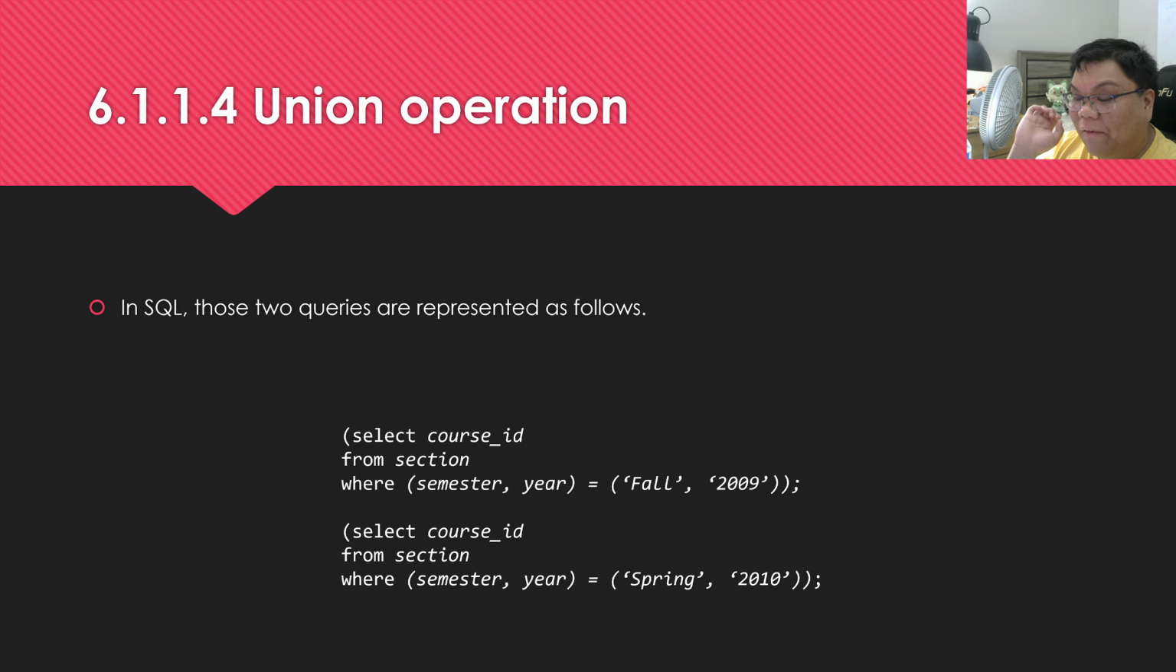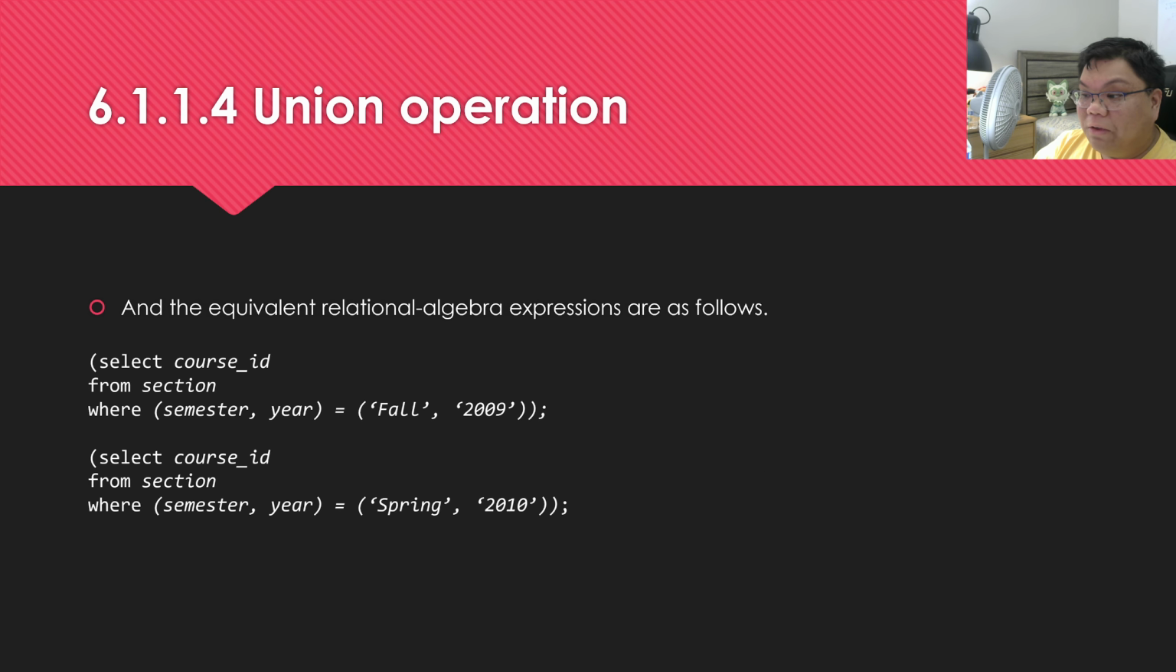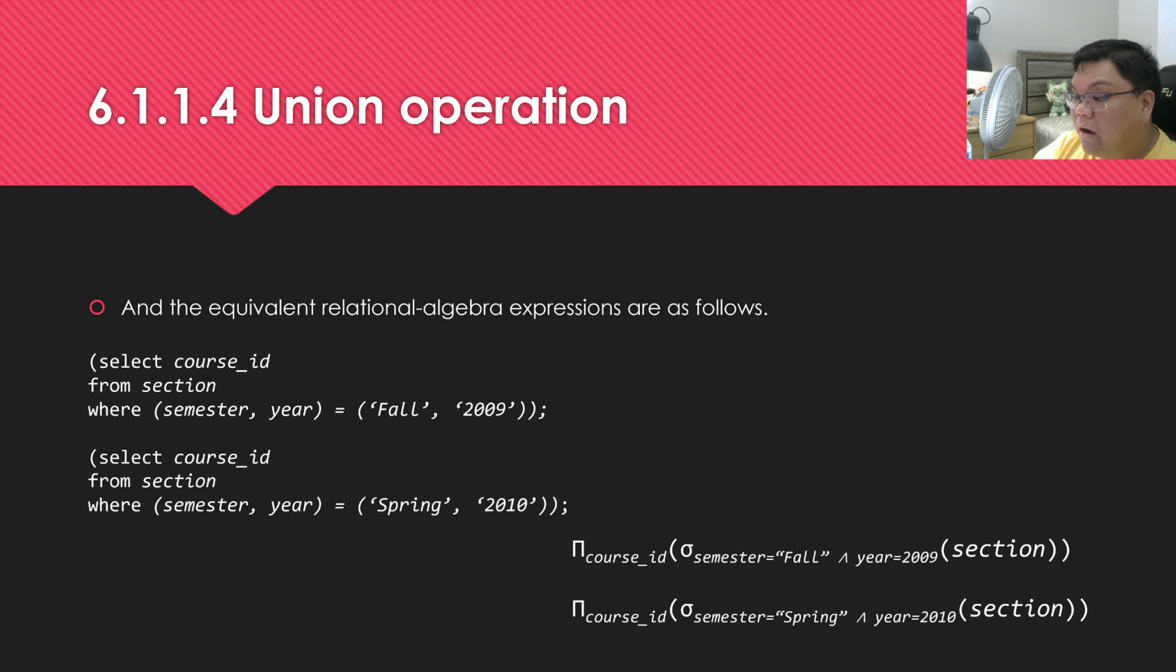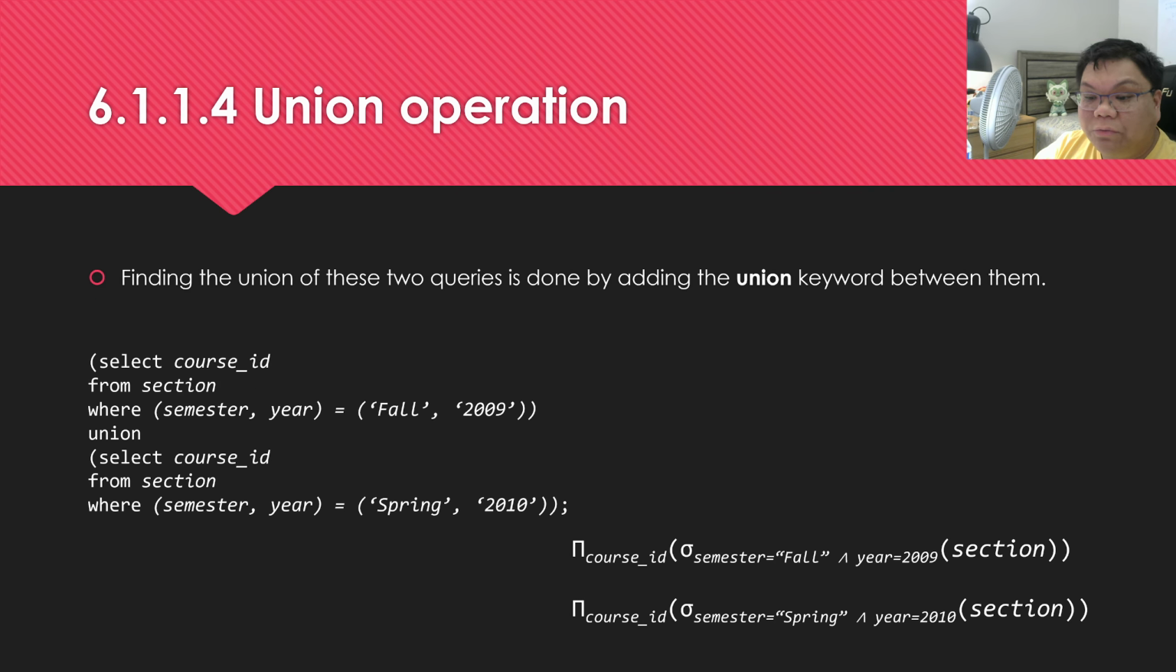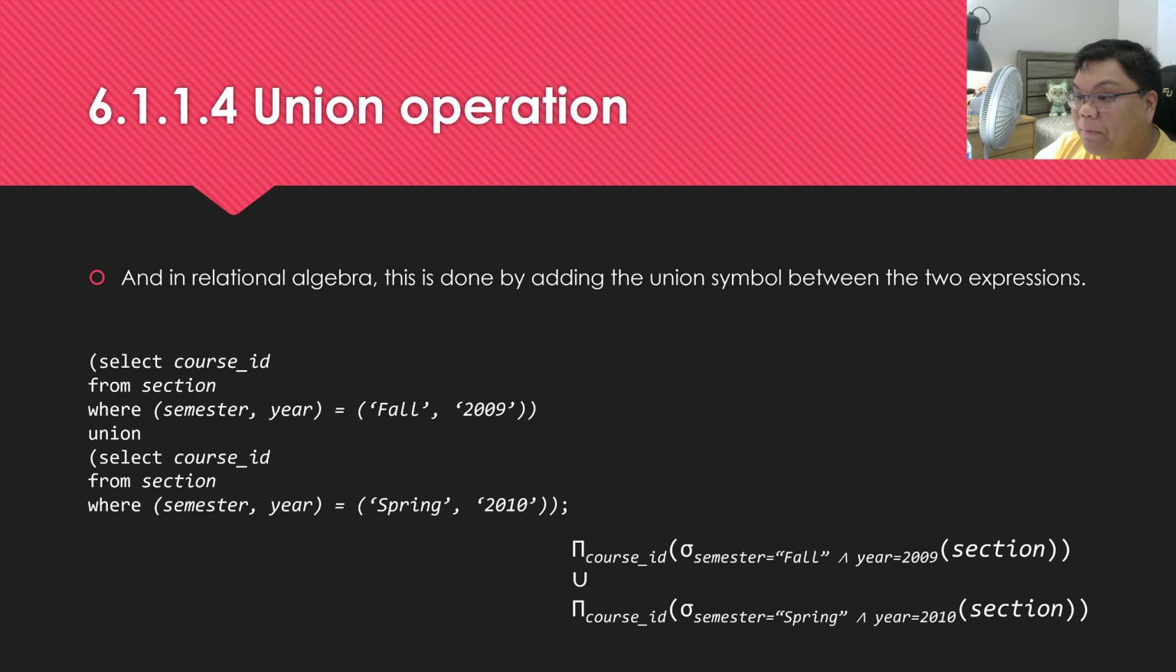The first one is find all courses that take place in fall 2009. And the other one is find all courses that take place in spring 2010. If we want to find the union of those two sets, we would put the keyword union in between those two queries. Oh, and the equivalent relational algebra expressions are down here. If we want to find the union of these two expressions, we put the union symbol between them.